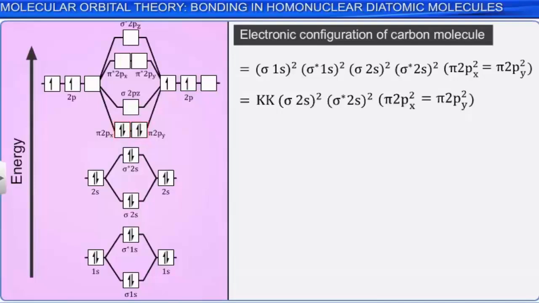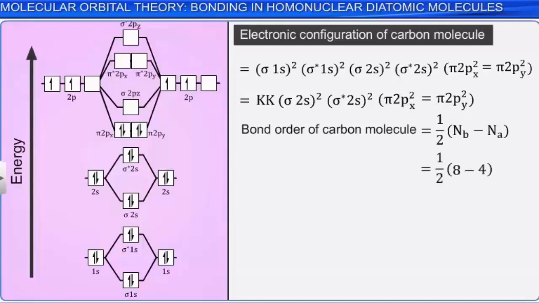The bond order of carbon can therefore be calculated as half of 8 minus 4, which equals 2. In a carbon molecule, the two atoms have a double bond between them. Both the bonds are pi bonds due to the presence of 4 electrons in 2 pi molecular orbitals. A carbon molecule is diamagnetic, as no unpaired electron is present in its molecular orbitals. It is found to exist in the vapor phase.